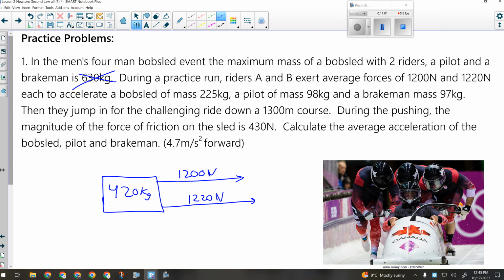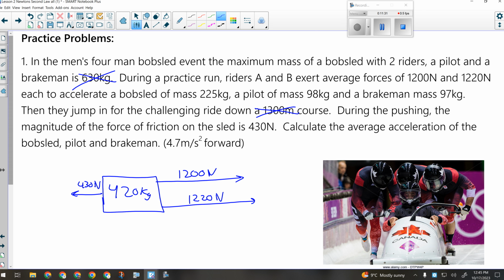Okay, then they jump in for the challenging ride down a 1,300 meter course. Do I need that number? Also extraneous. It's just there to distract me. Distance doesn't matter here. I'm not being asked to calculate the acceleration using the acceleration formula. I'm being asked to calculate it using the force formula. So, during the pushing, the magnitude of the force of friction on the sled is 430 newtons.